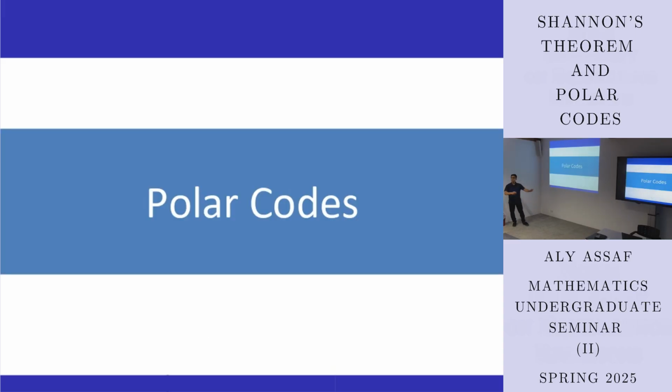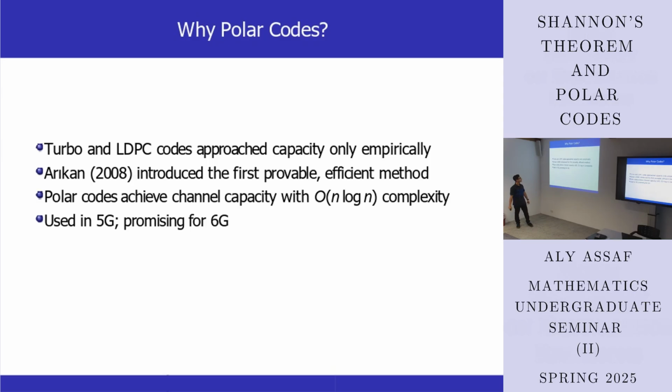So now we move on to polar codes. The first code to mathematically provably, actually reach Shannon's capacity, right? And now we're going to go on to why this is so great and how to construct it. So there have been attempts over the years to make capacity achieving codes like turbo codes and LDPC codes. But then Arikan in 2008 introduced the first provably efficient method. Nowadays, they are commonly used in 5G technologies and they're a very promising candidate in 6G technologies.